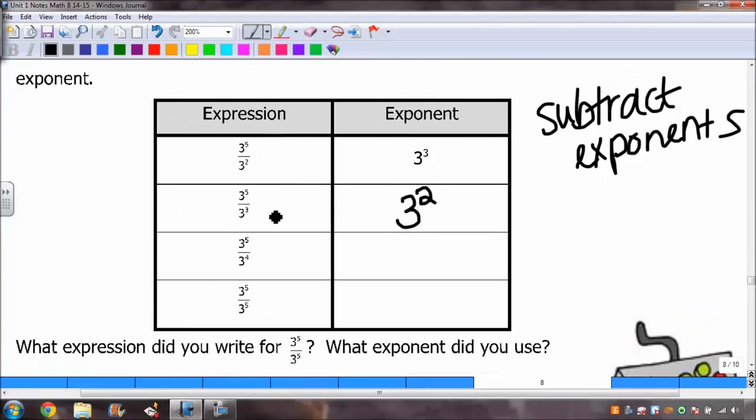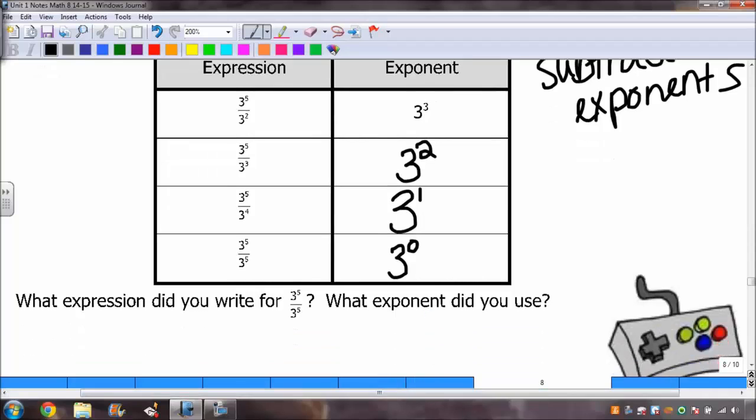Okay, and then 3 to the 5th power divided by 3 to the 4th power, you should get 3 to the 1st power. And then lastly, 3 to the 5th power divided by 3 to the 5th power, when you subtract the 5 minus 5, you end up getting 0. So you end up getting 3 to the 0th power.